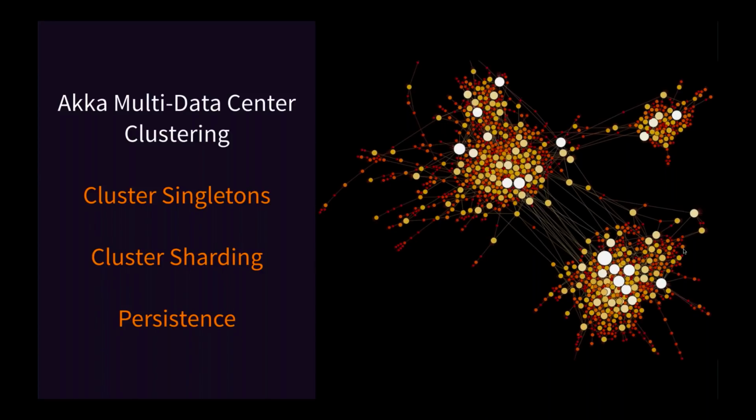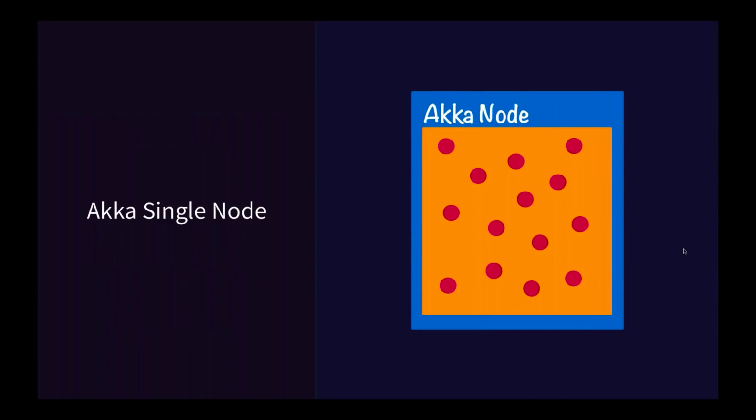And just as a quick high-level agenda, we'll be covering some of the basics of the multi-data center clustering capabilities, how this works, give you hopefully a bit of intuition of how it works. And then we'll take a look at how things like cluster singletons and cluster sharding and persistence work, and there'll be two forms of persistence, the existing Akka persistence and then something new that the Akka team has been working on as well.